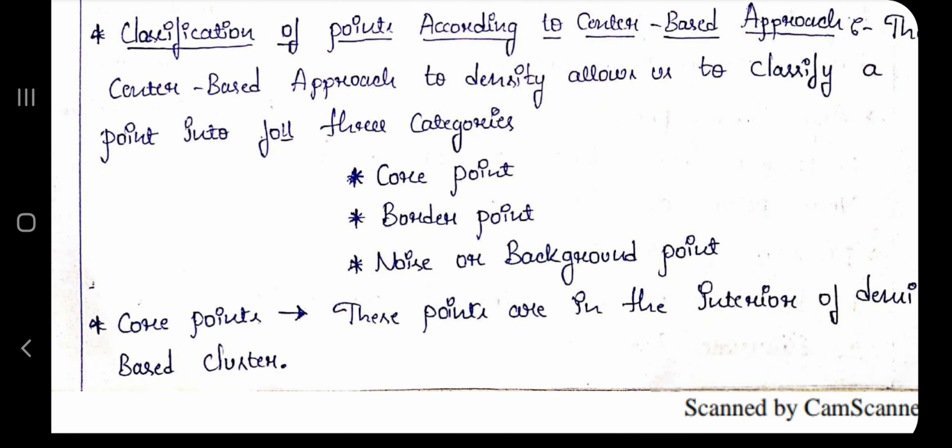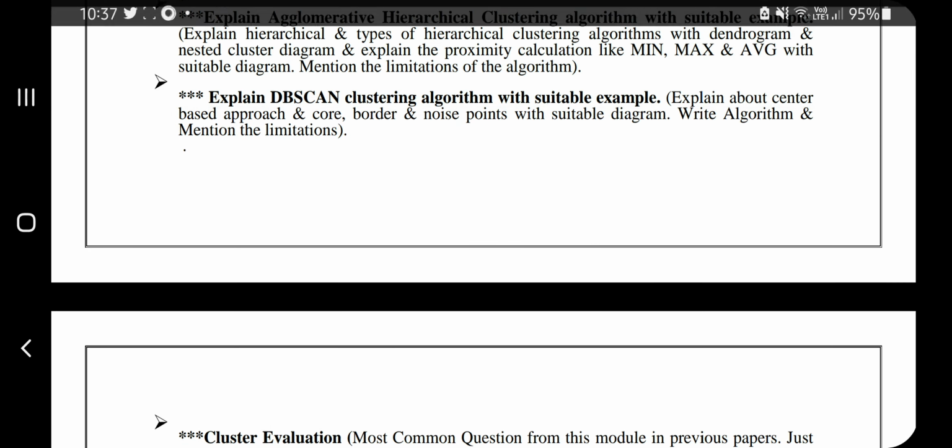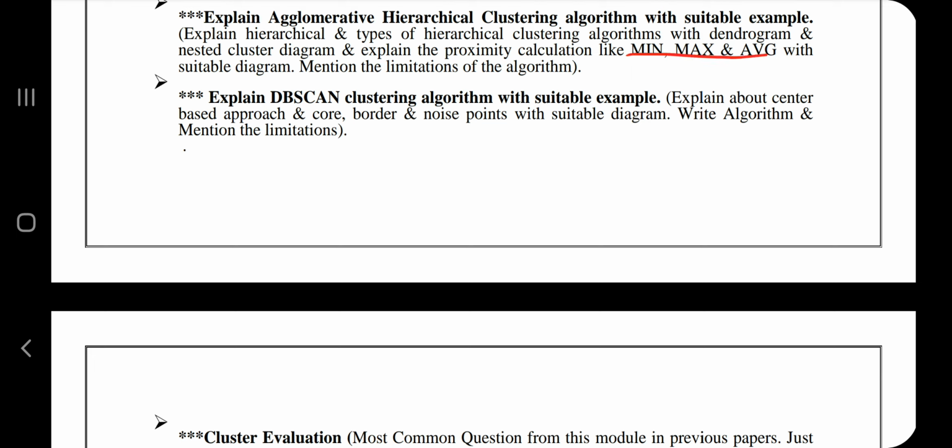Then we have the core point, border point and noise point, second subtopic. The first was center based approach. The second one is core point, border point and noise point. See, the core point, border point, noise point is the same as the min, max and average value. They have explicitly asked the question, what are core, border and noise points.